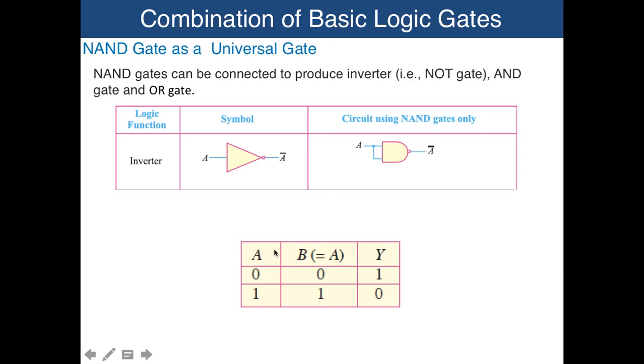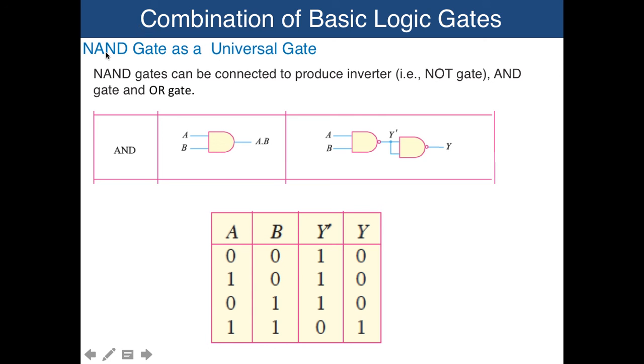So if A is 0, B is equal to A, so B is also 0, and the output is 1. A is equal to 1, B is also 1, and output is 0. So by using a single NAND gate, you can make a NOT gate, an inverter gate.